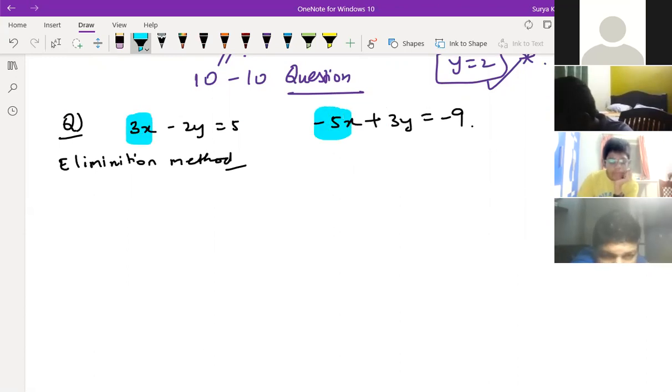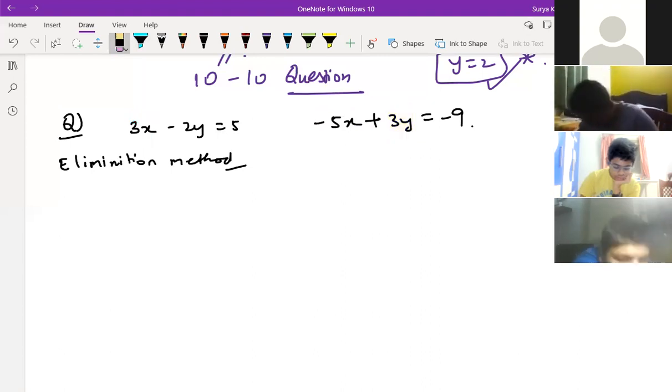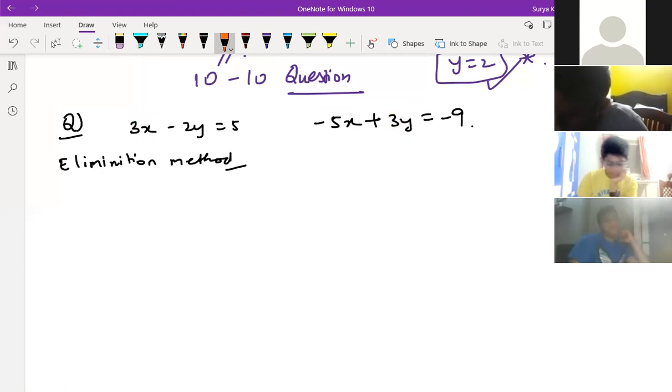Either this one and this one, or this y part. So we need to match the coefficients, sir, of any one? Yes, exactly. Both coefficients should be the same. Means either the x coefficient in both equations, or the y coefficient in both equations should be the same. So how to do it? I'm just telling you. Just see here on the board. Anyone having an idea what to do to match the coefficient of x or y?